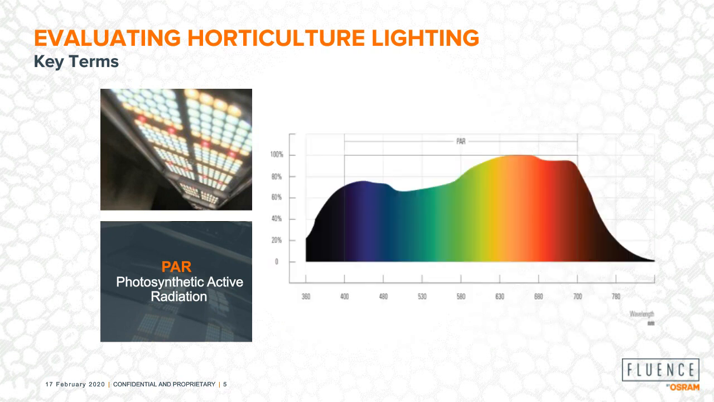So let's dive into PAR, photosynthetic active radiation. And so PAR are the wavelengths of light that are used to drive photosynthesis. These wavelengths usually range from 400 to 700 nanometers on the electromagnetic spectrum scale. As you can see, it's displayed here.